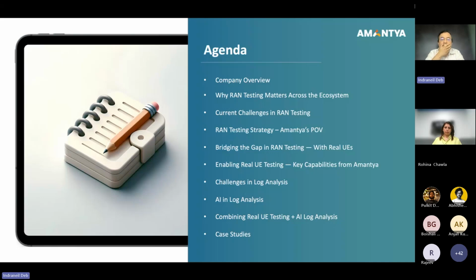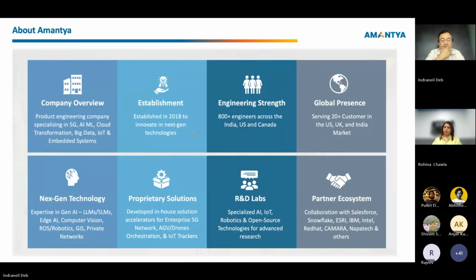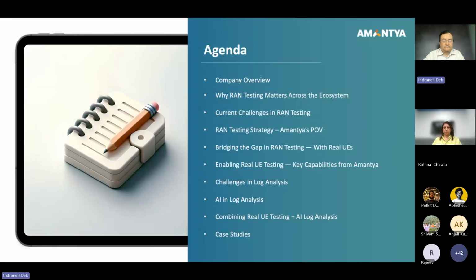But before we explore this in more detail, I'd just like to lay down the agenda. So the agenda for today's session, we'll start with a small introduction to the organization, Amantya Technologies. Some of you might have already attended some of our webinars and so might be familiar with who we are and what we do. However, for folks that are joining us for the first time, I think an introduction is in order. Then we will essentially divide the session into three main parts.